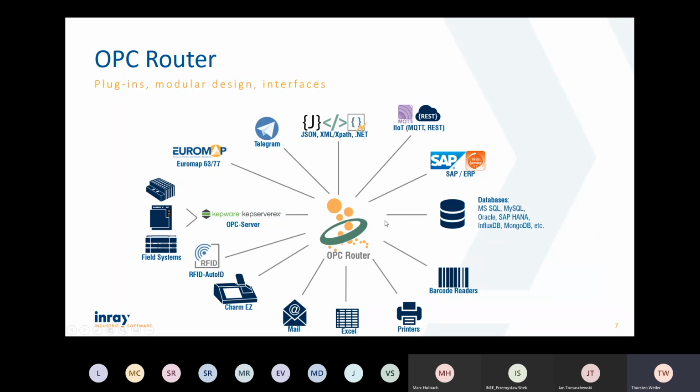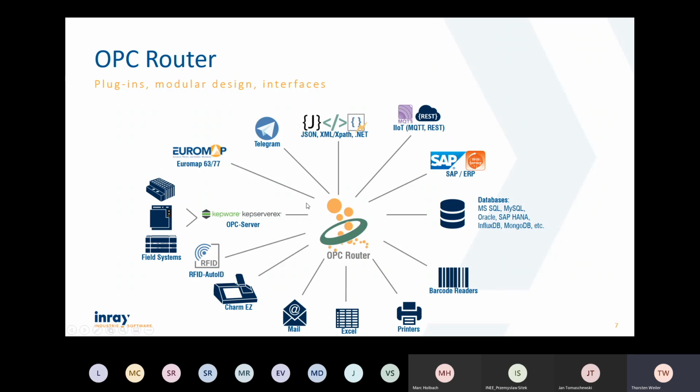As OPC router itself is not speaking any field bus protocols like Modbus or Profibus or Profinet, we are using Kepware OPC server to translate all these different protocols into OPC, and then we can use our OPC client to read the data from Kepware and send it to a database. Pretty simple use case, but still used very often.